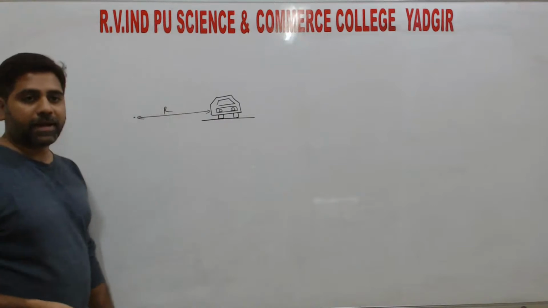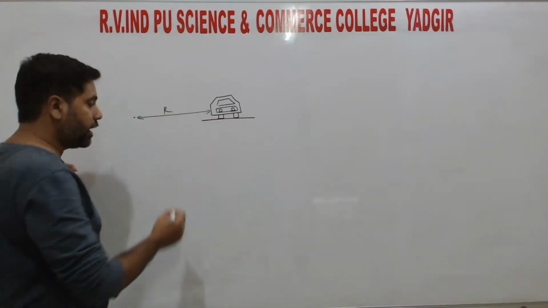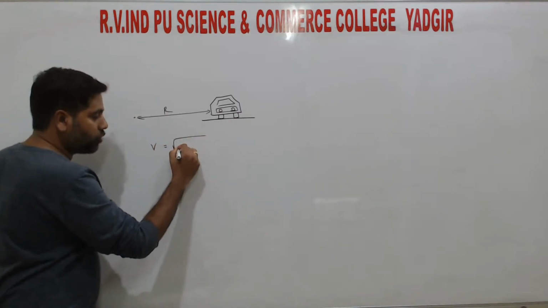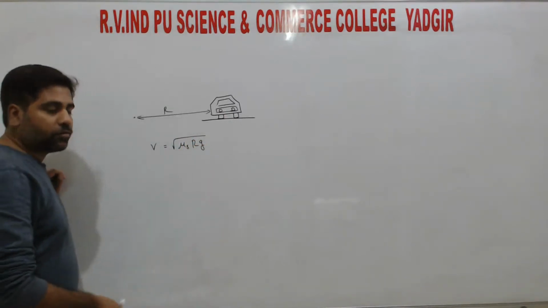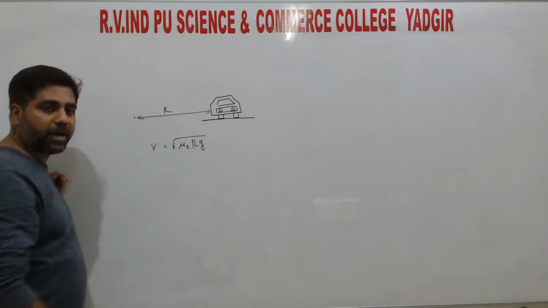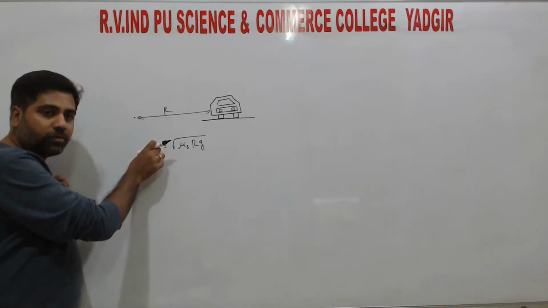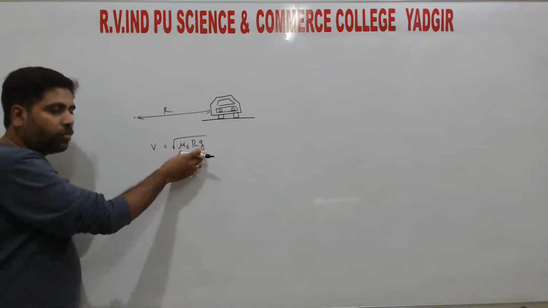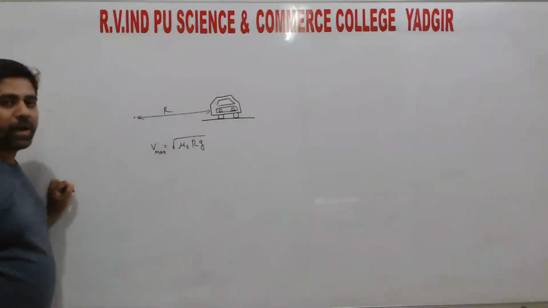The maximum speed of the car on the plain circular road, we derived as v equals under square root of mu s r g, where r is the radius of the plain circular road. This is the maximum speed at which the vehicle can move on a plain road, so we call this v max.